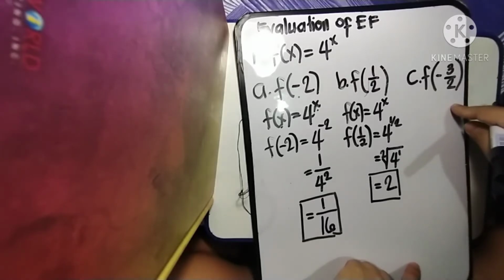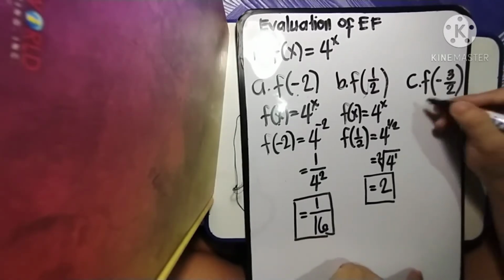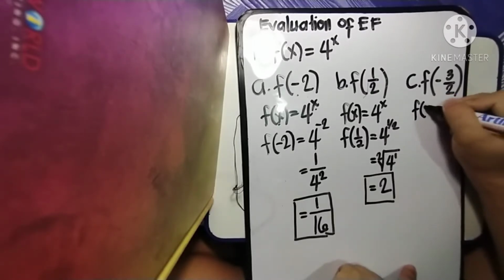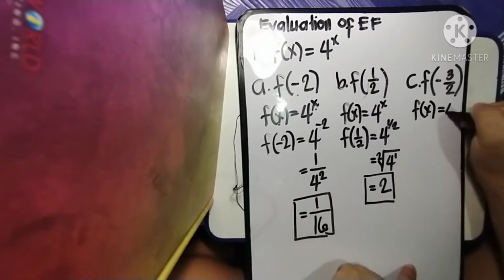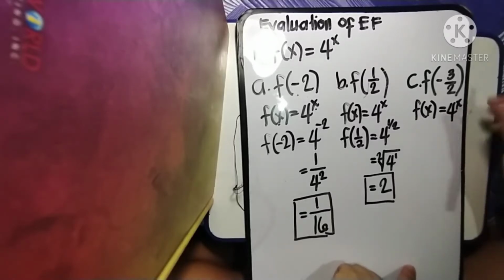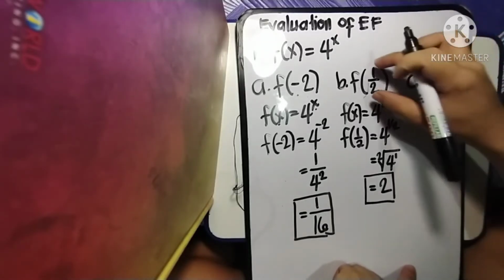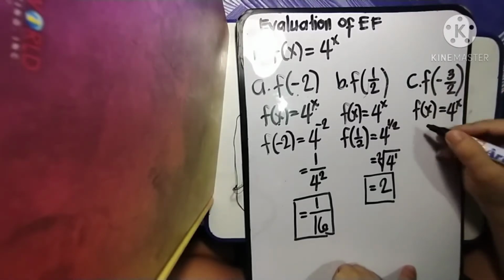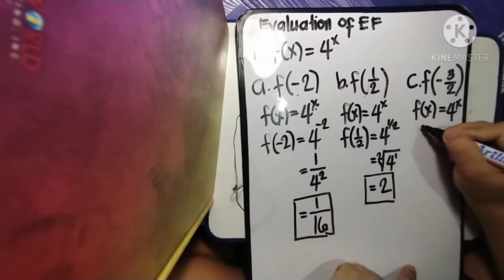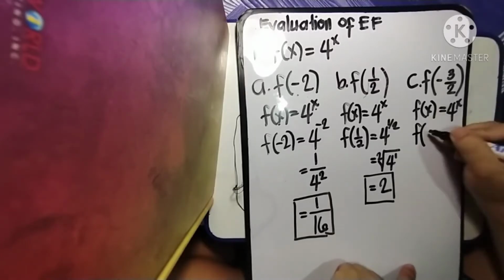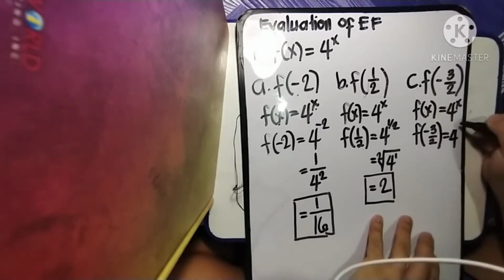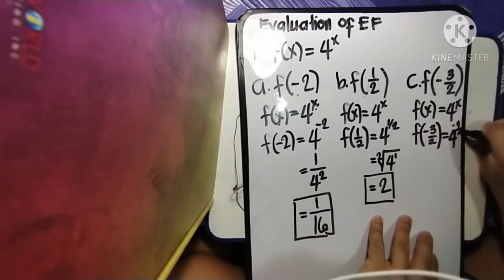Apply substitution. First, copy the function f of x is equal to 4 to the power of x. Since 3 halves is the same as 1 half, which is in the form of a fraction, copy, then apply direct substitution. So f of negative 3 halves is equal to 4 to the power of negative 3 halves.